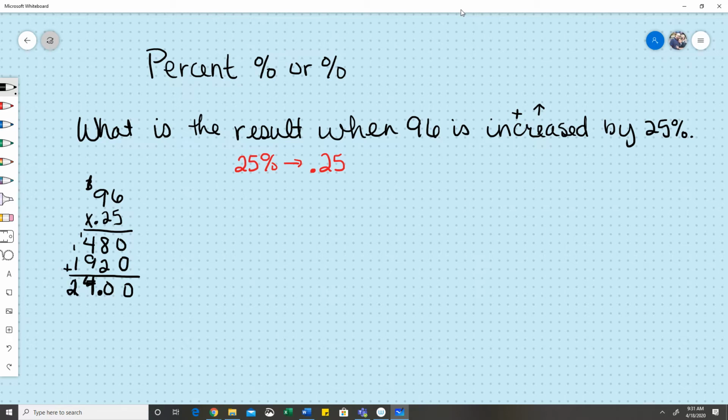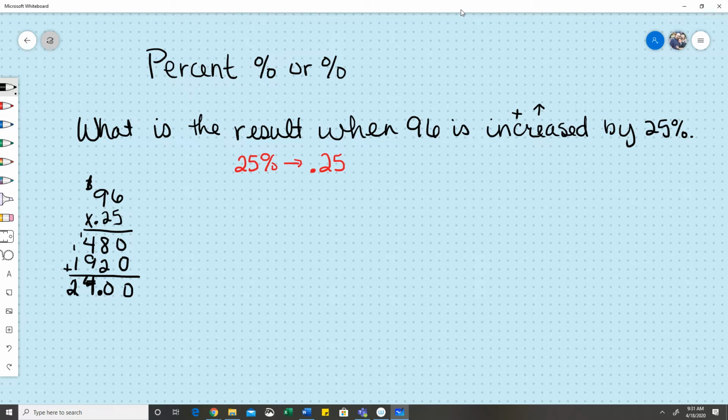Yes, it's been a minute since I've had to do the old school multiplying. I've gotten so used to using my calculator, even I have to remember what I'm doing sometimes. So the answer is 24. Okay. That 24 is 25% of 96.